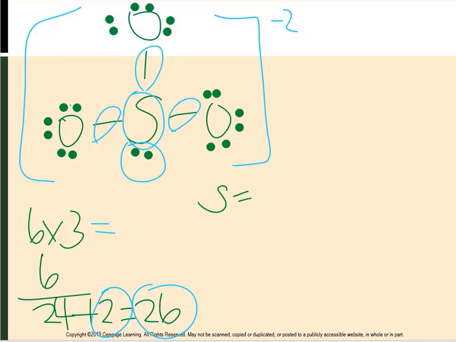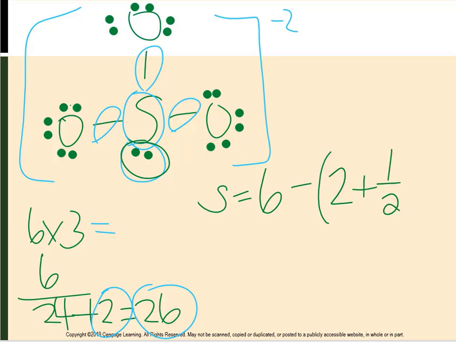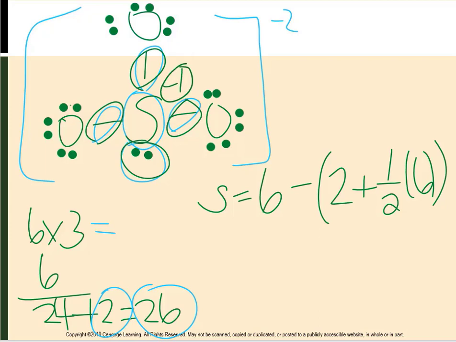Looking at sulfur, we said that it had 6 valence electrons minus the number of lone pairs. There was only 1 lone pair, so 2 electrons there, plus half of bonded, 2, 4, 6, half of 6, which is 3. So 2 plus 3 is 5. 6 minus 5 is -1. So my sulfur has a -1 formal charge.